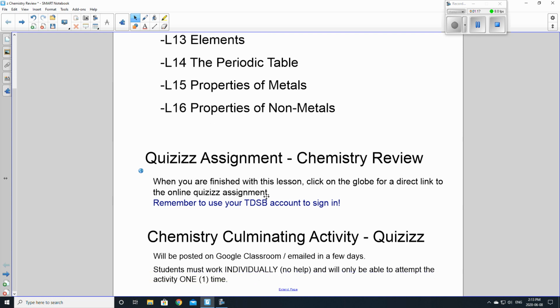And then just as a side note, similar to the electricity culminating activity, I'm going to be posting on the Google Classroom, and I'm going to email in a few days the culminating activity for chemistry. Again, similar to electricity, you have to work individually. That means no help from parents or anyone else. And you will only be able to attempt the activity one time, so you won't be able to try it over again. I've given you an email as well with information on how much that's worth. Okay, so let's get started.